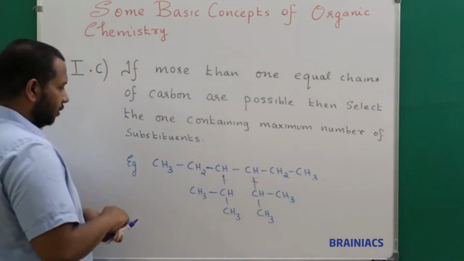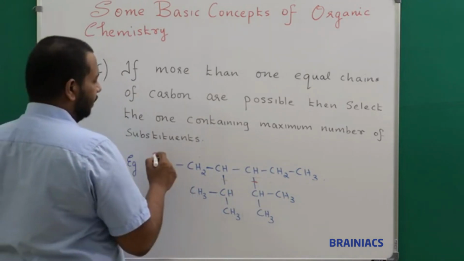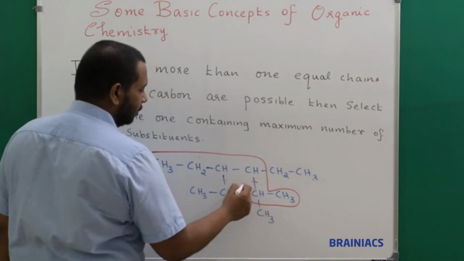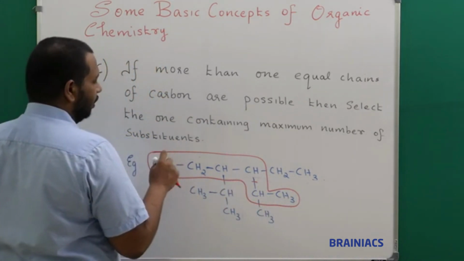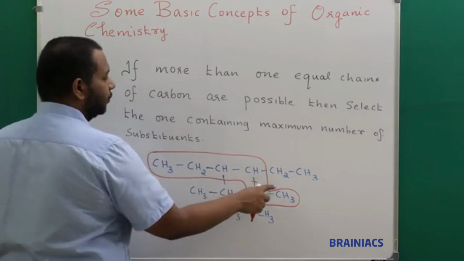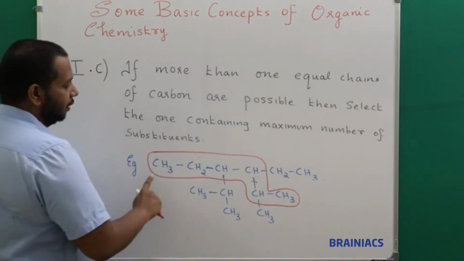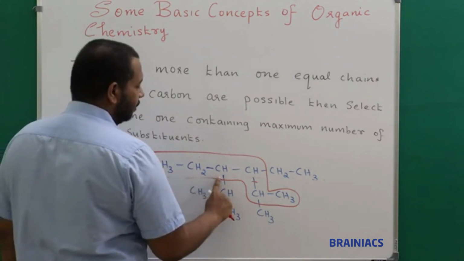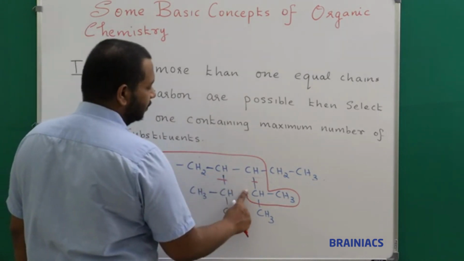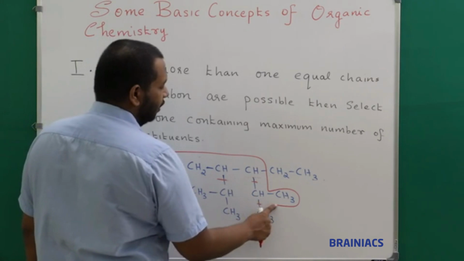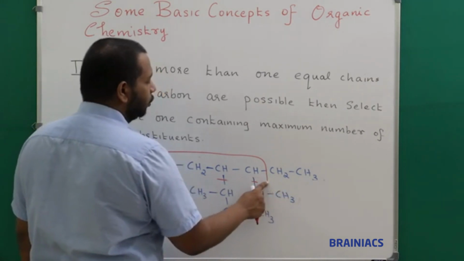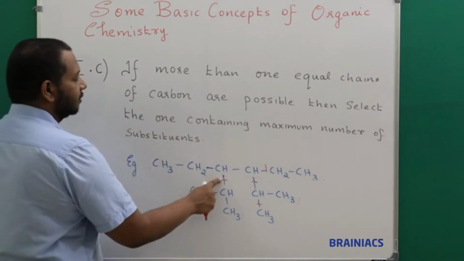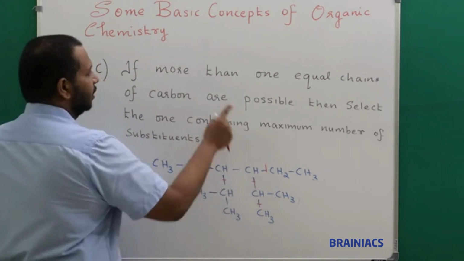Now suppose somebody has chosen a path like this. So this is also the longest continuous chain: 1, 2, 3, 4, 5, 6. Again it is 6 only. So this is another possibility. You can find many possibilities, and all are 6. It is not going to 7 or any higher number. So in all possible paths you are seeing 6 as the number. So that is what the rule is saying.